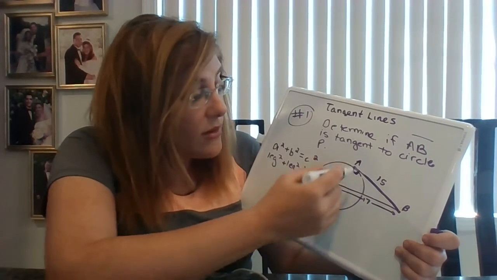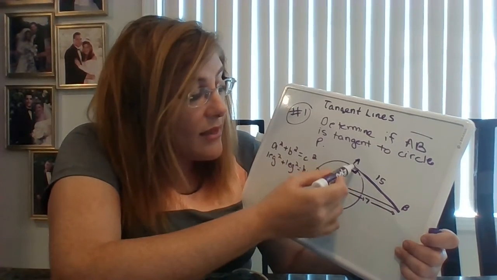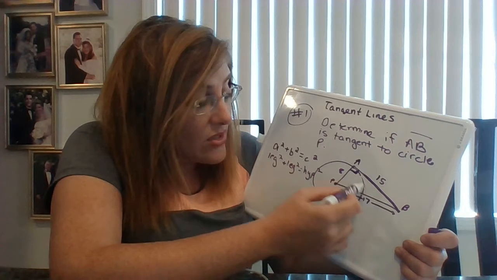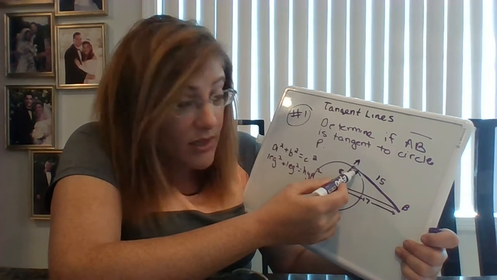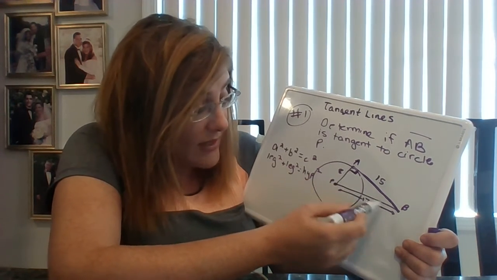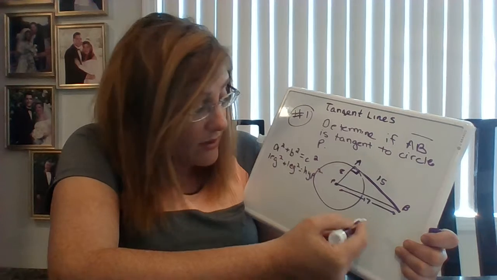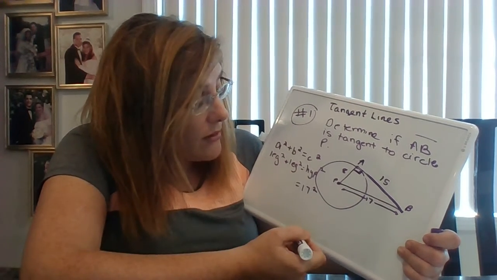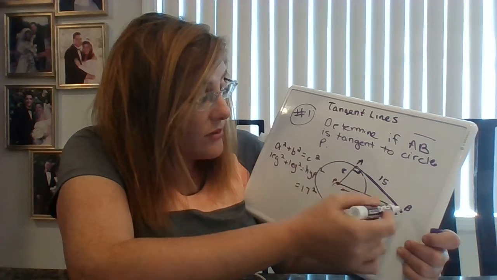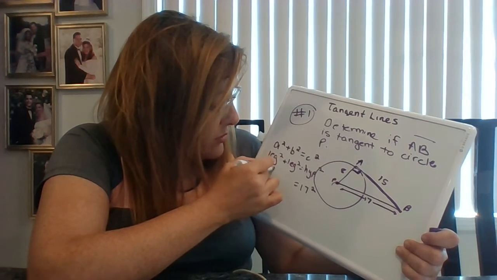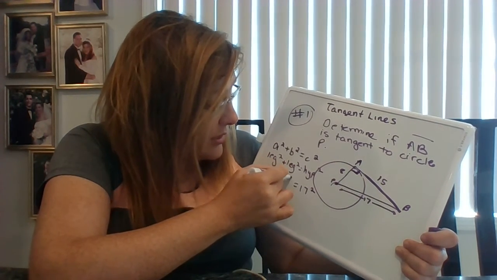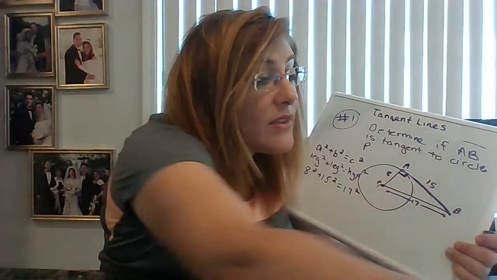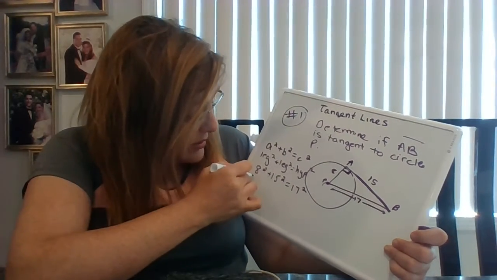So looking at our diagram, the line that's directly across from the 90-degree angle is 17. That's the hypotenuse. So that goes here. Then this would be one leg and this would be the other. So 8 squared plus 15 squared equals 17 squared. Let's see if that works.